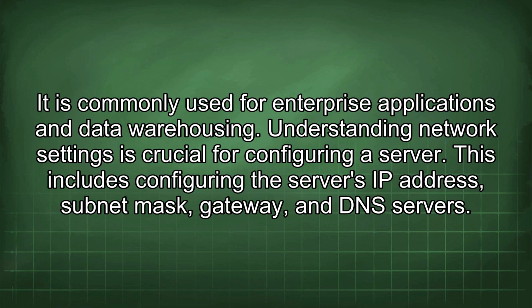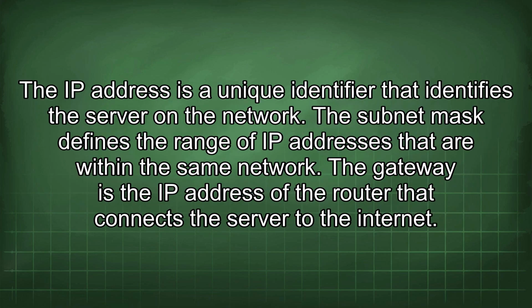Understanding network settings is crucial for configuring a server. This includes configuring the server's IP address, subnet mask, gateway, and DNS servers. The IP address is a unique identifier that identifies the server and the network. The subnet mask defines the range of IP addresses that are within the same network.